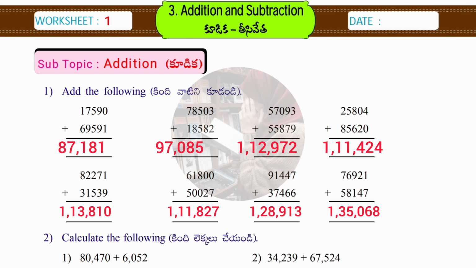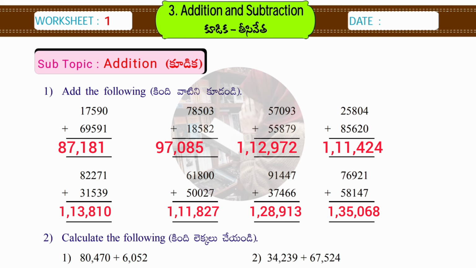Second one is 78,503 plus 18,582. So 3 plus 2 is 5, then 0 plus 8 is 8, then 5 plus 5 is 10, 1 goes to the thousands place, 0, write it down here. 8 plus 8 is 16, plus 1 is 17, write down 7, 1 goes to the 10,000 place. Then 7 plus 1 is 8, then plus 1, 9. So 97,085 is your answer.